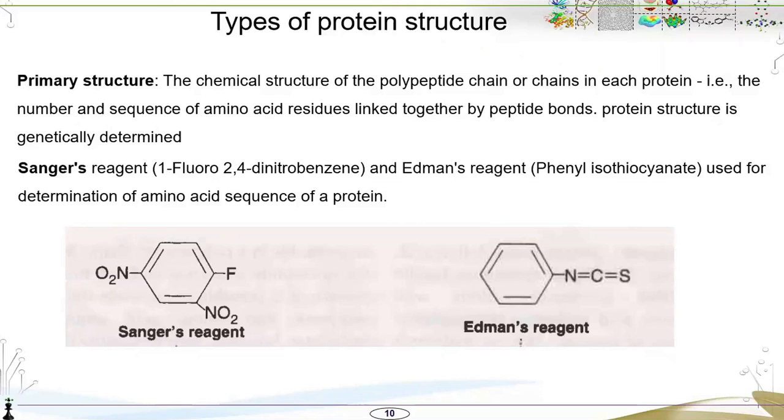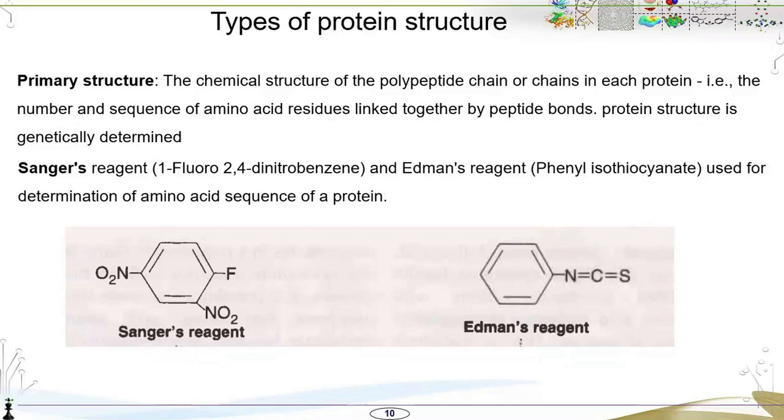I think more than four years back, they asked how many amino acids the insulin protein contains. The answer is 51. So Sanger's reagent is used for the determination of the amino acid sequence and also for the determination of the insulin protein. You know the importance of insulin: it is a key hormone playing an important role in diabetes mellitus. There are different kinds of insulins, such as insulin lispro, short-acting insulins and long-acting insulins.